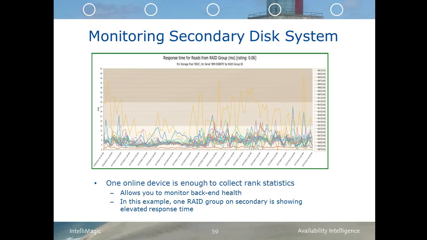Having visibility to performance data on the target drives can help you spot issues that may cause pushback to the source volumes. In this example, we see that one RAID array is having high response time. With synchronous replication, this could translate to delays that will elongate response times.